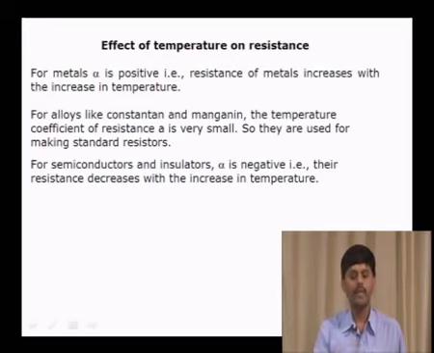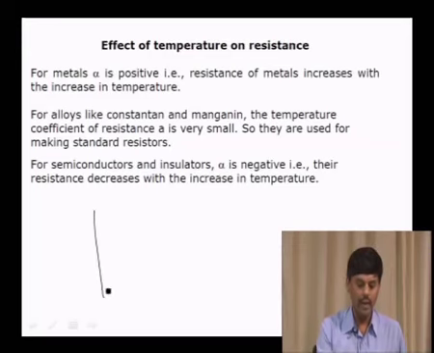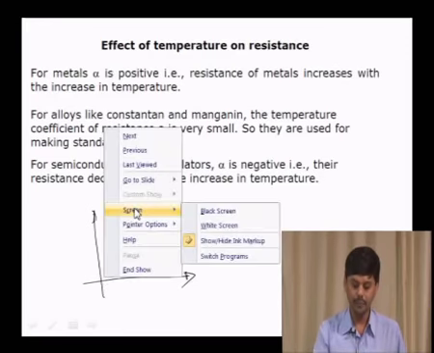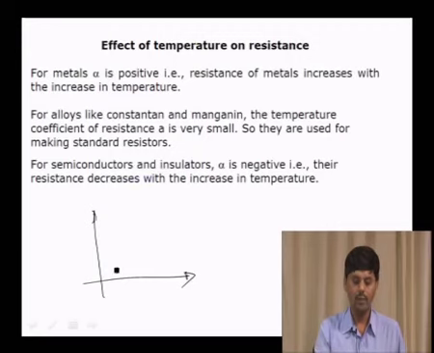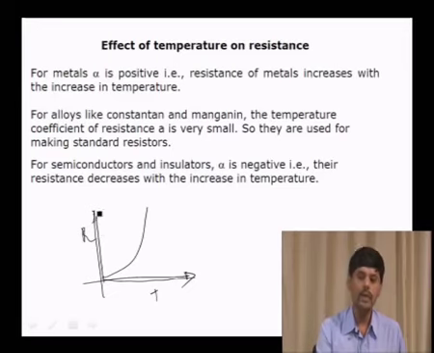Say for example, we are going to consider metals, alloys and semiconductors. In case of metals, we have a variation of the resistivity with temperature, we get a curve like this. It means that if you vary the temperature, resistance also increases.